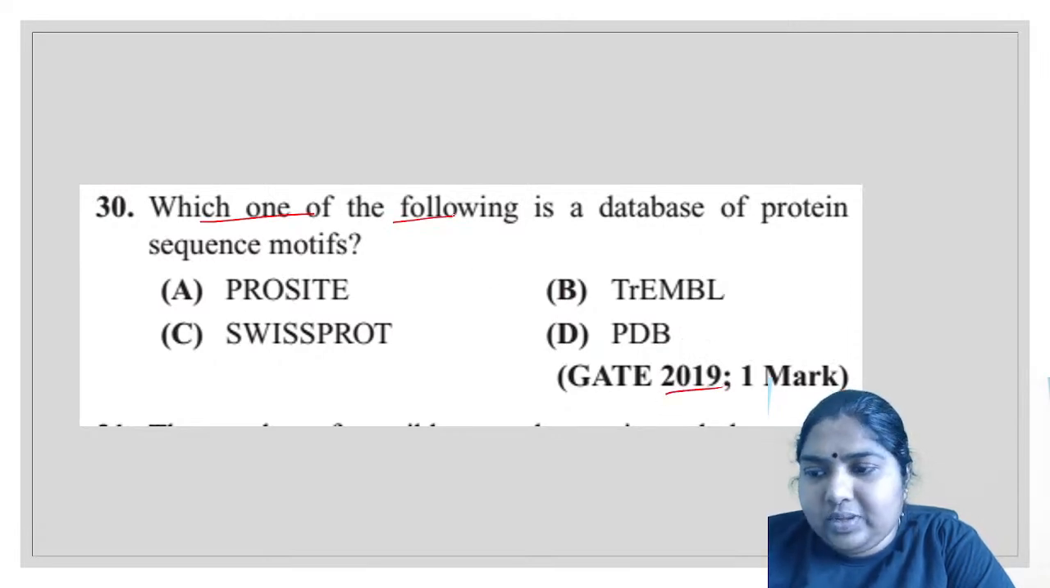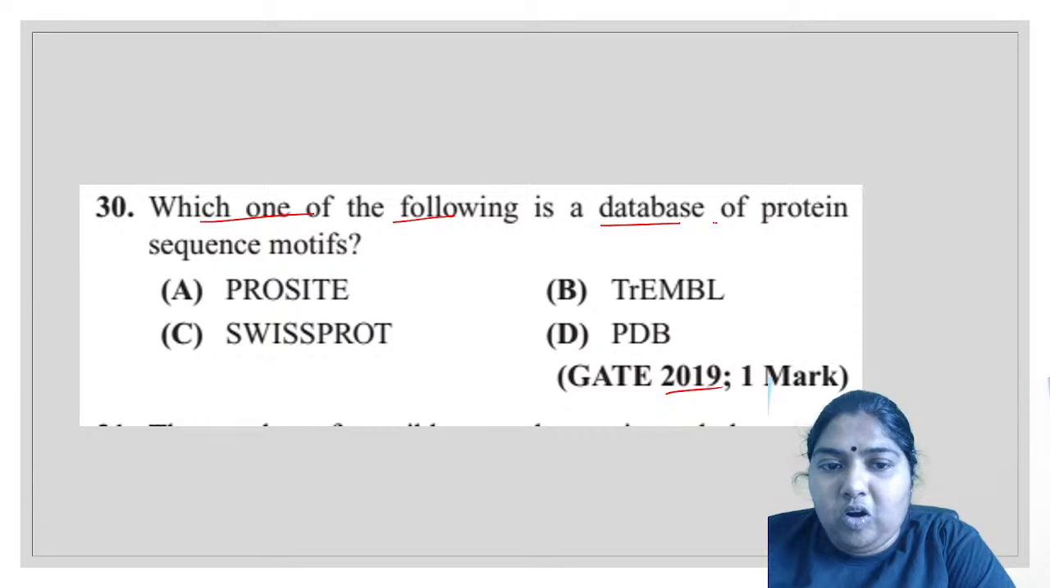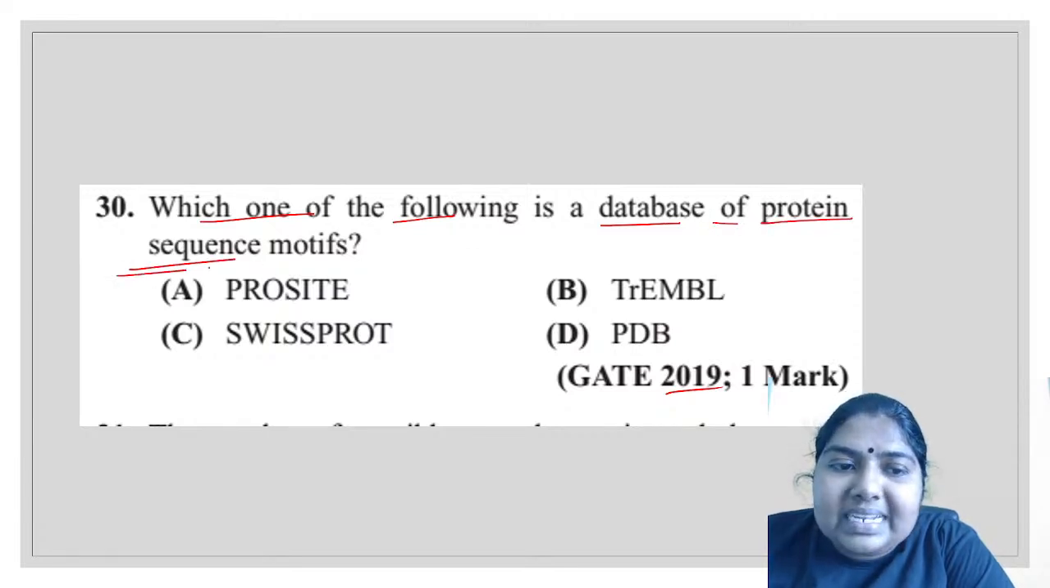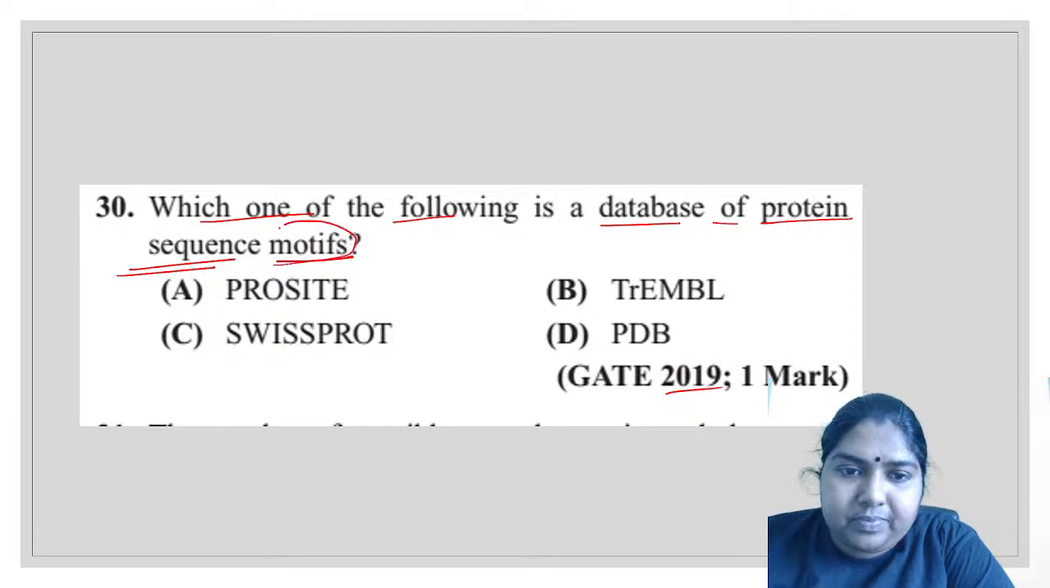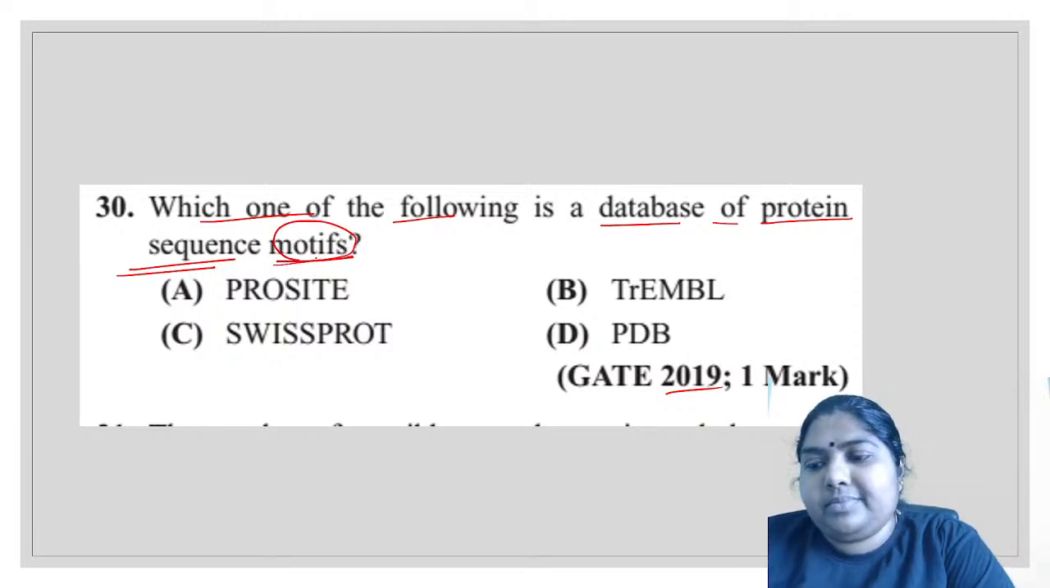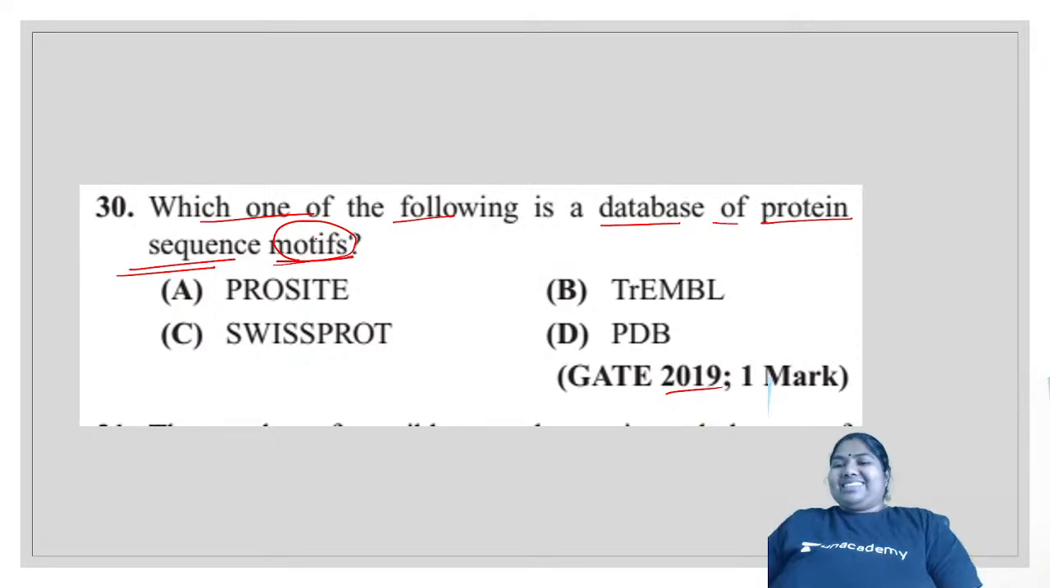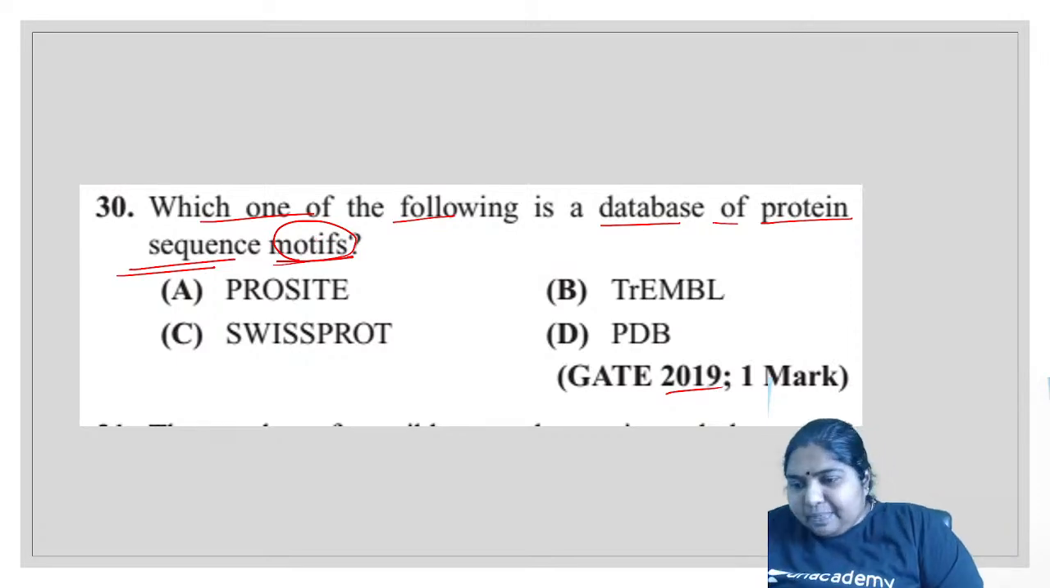Which one of the following is a database of protein sequence motif? Good clue, right? Protein sequence motif. Think and answer. I want the correct answer. Everybody in the class. Yes, Akshi, Samantha. Come on, everybody. Think and answer. Fantastic. Everybody got it? Yes, Siranjeevi.